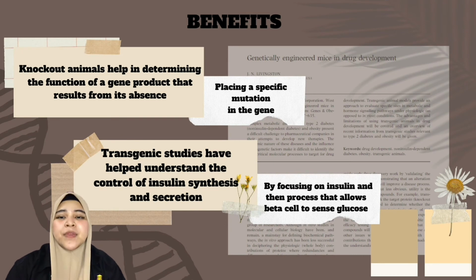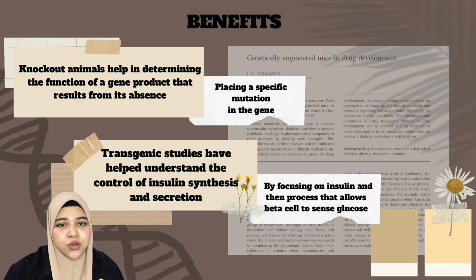Thank you, Farah Najihah. Next, I will explain some of the benefits and issues from the usage of transgenic animals in drug development. So, one of the benefits from the usage of transgenic animals in drug development is determining the function of a gene product by observing the results of its absence. This is done by placing a specific mutation in the gene, as it may be possible with a targeting vector. Moreover, transgenic studies help to understand the control of insulin synthesis. This can be done by focusing on insulin and the process that allows beta cells to sense glucose.